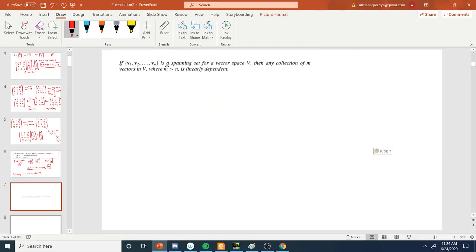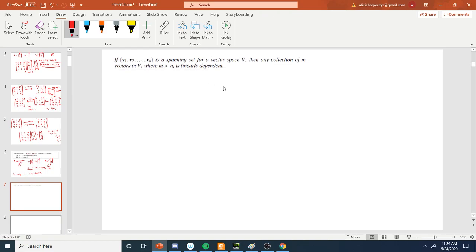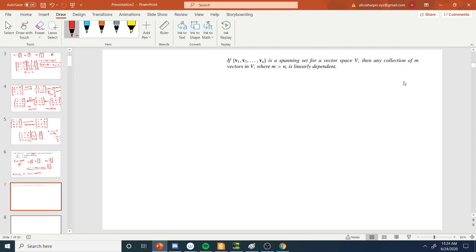So suppose we have a spanning set for a vector space V, v1 through vn. Then any collection of m vectors, where m is greater than n, is linearly dependent. So this is our first theorem. So here's the proof, and this proof is fairly insightful.